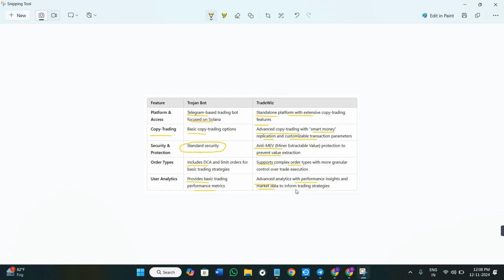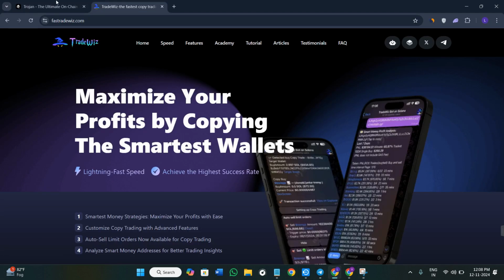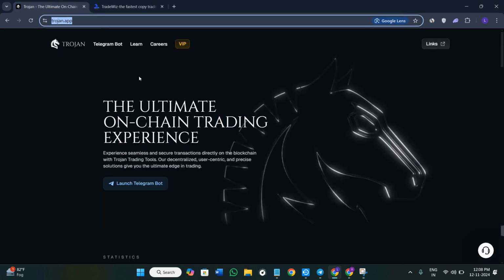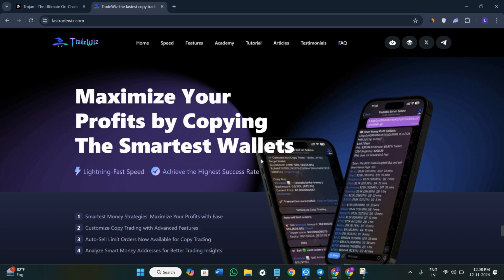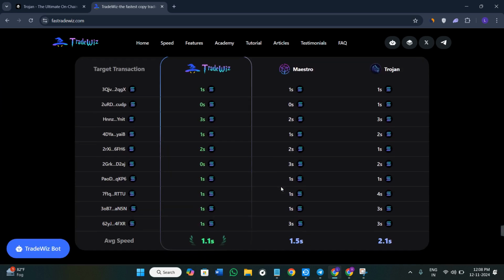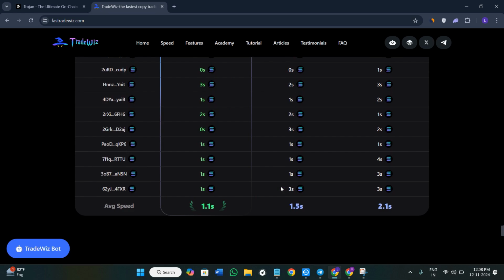Now, both offer great features but serve different needs. Trojan bot is streamlined for quick automated trades through Telegram, while TradeWiz offers more sophisticated tools like anti-MEV protection, advanced copy trading, and extensive analytics.